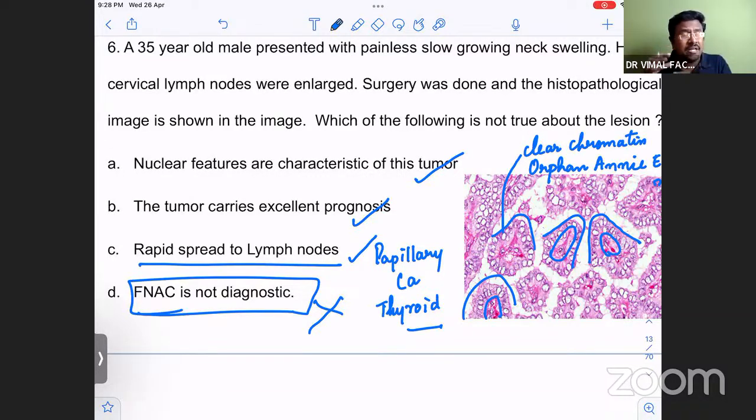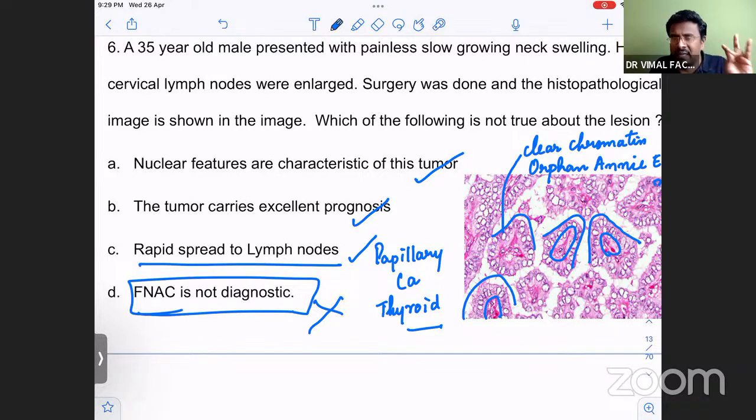Only a biopsy or a histopathology section can tell you whether it is a follicular adenoma or follicular carcinoma. FNAC cannot say this, but FNAC can say that this is a papillary carcinoma. Okay. Now moving to the other thyroid tumor, that is the medullary carcinoma thyroid.